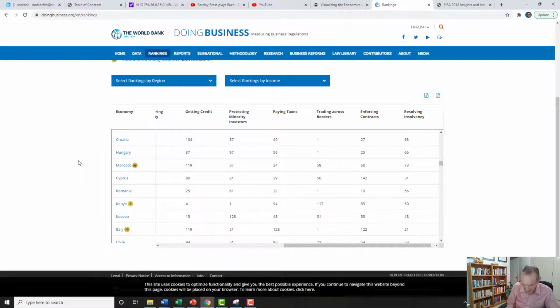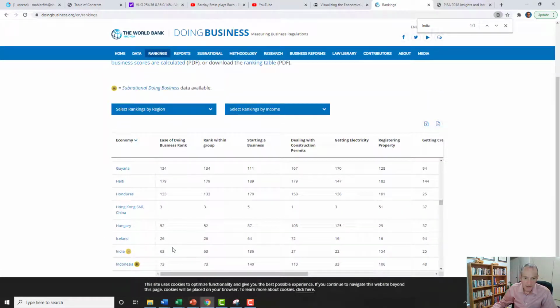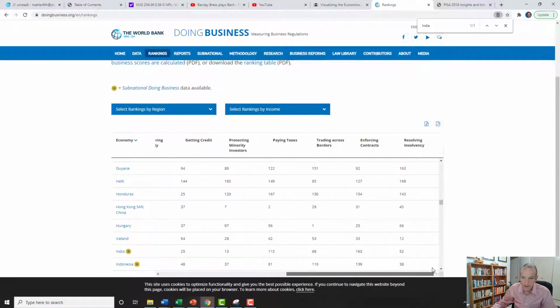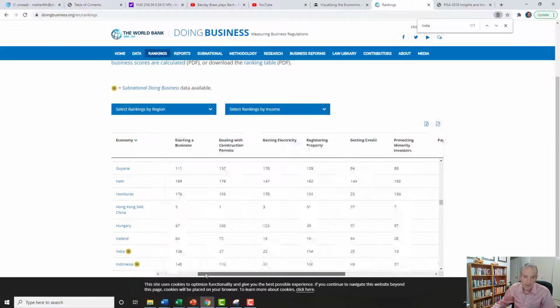Let's look at India. So here's India. Let's see how they rank on resolving insolvency. 52nd, not as bad as you might think, but enforcing contracts is very, very weak.